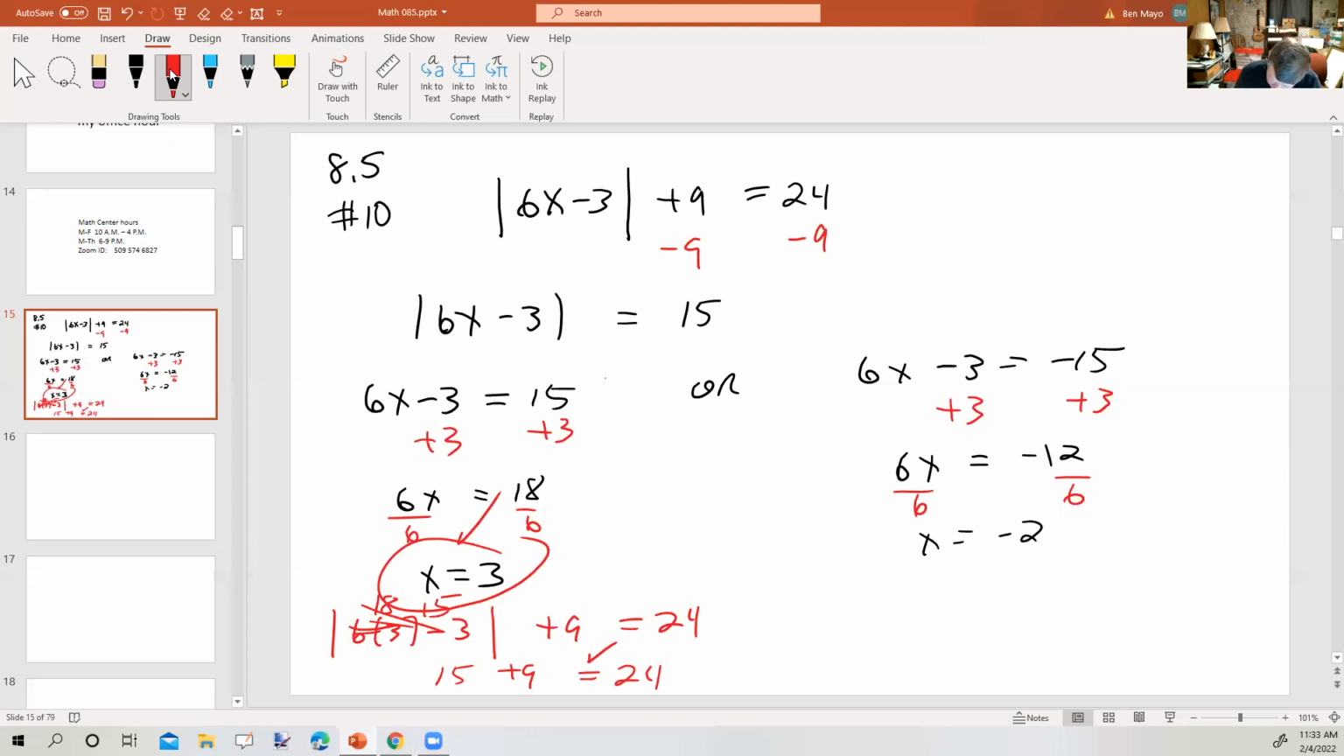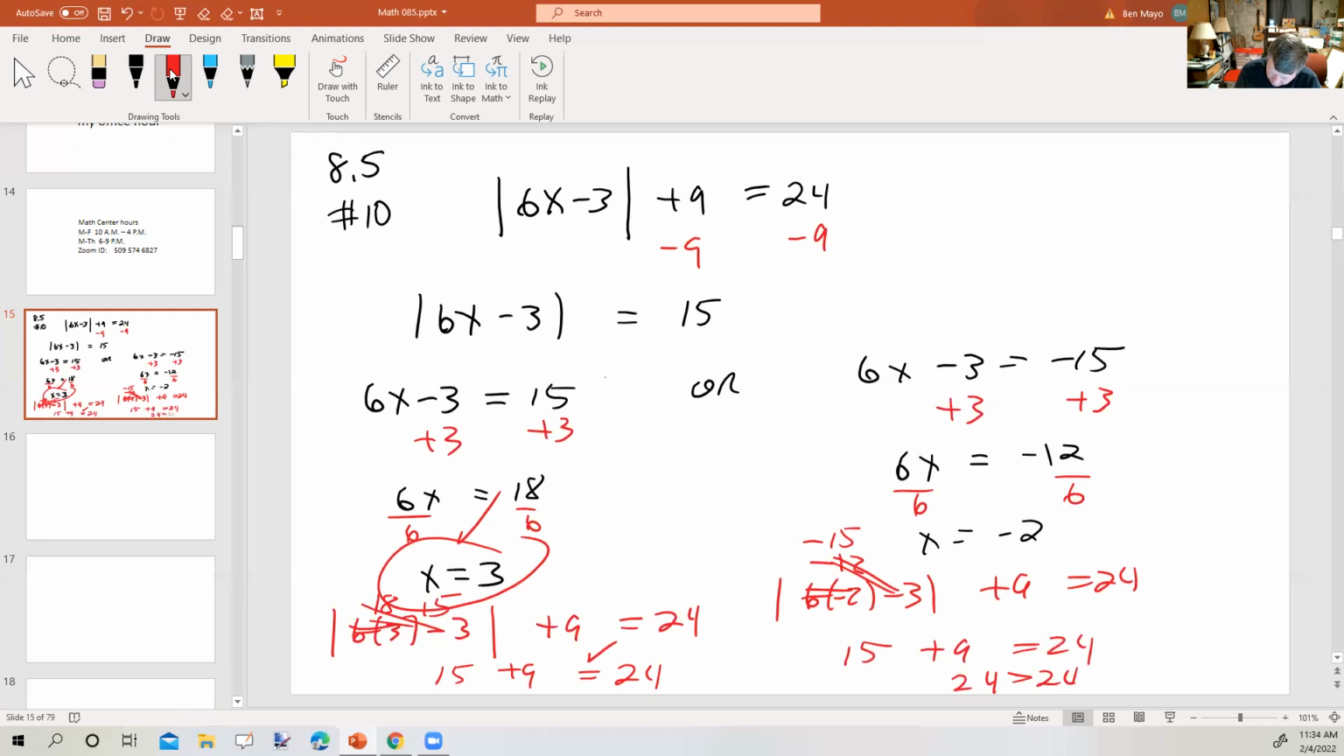If x is negative 2, we get the absolute value of 6 times negative 2 minus 3 plus 9 equals 24. 6 times negative 2 is negative 12. Negative 12 minus 3 is negative 15. The absolute value of negative 15 is 15. 15 plus 9, 24 equals 24. So in this case, both solutions are correct. Any questions on that before I go to some other problems?